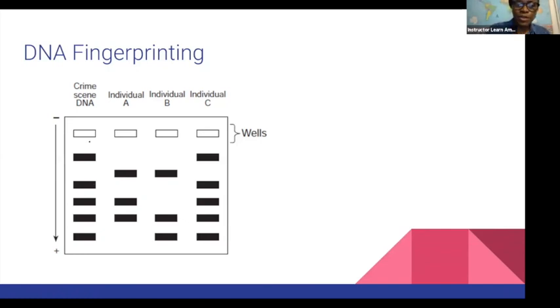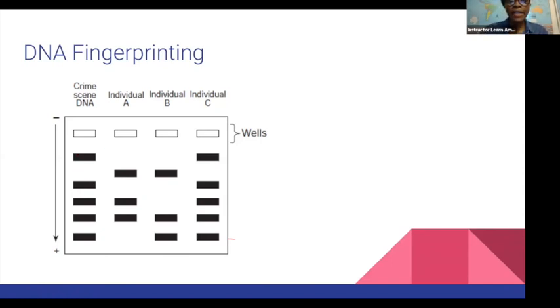The technique of creating this DNA fingerprint is referred to as gel electrophoresis, where the DNA is taken through a process to where it's cut, and then using some sort of radiation, and there'll be a nylon fiber in this process.